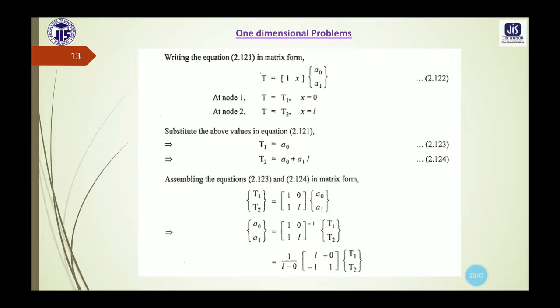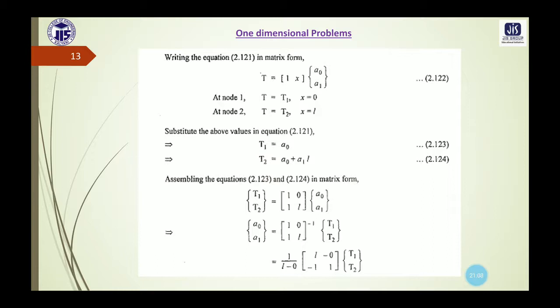Now if we write this equation in matrix form, then we can write T equals a row matrix of 1, x multiplied by a column matrix of A0, A1. So this is the matrix concept, and it is familiar to us. This is actually the matrix form of the equation, and this is our equation 2.122.